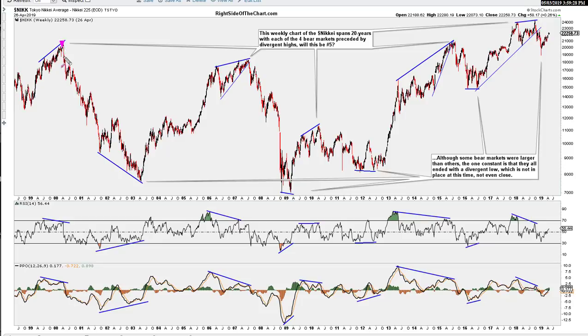You get kickback rallies along the way. That's part of a bear market. If this is one now, the next one in the Nikkei. So all I can say is we had a pretty clean uptrend line. It was broken. We had the divergent high.